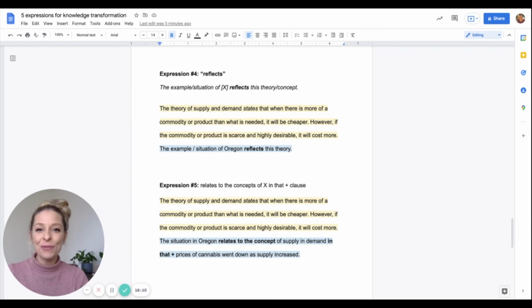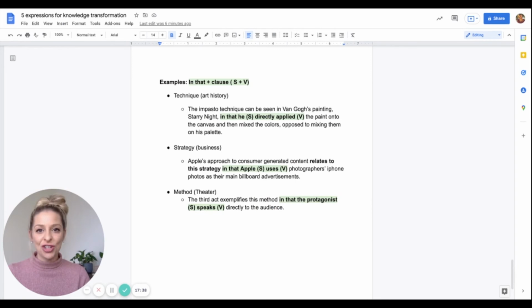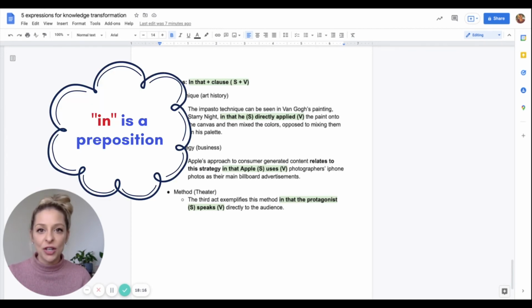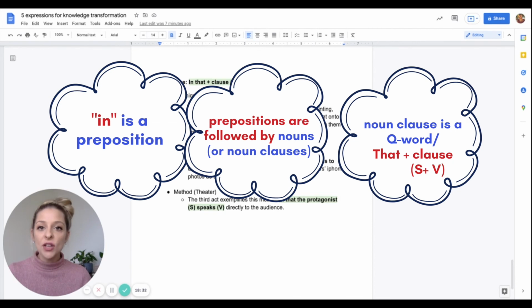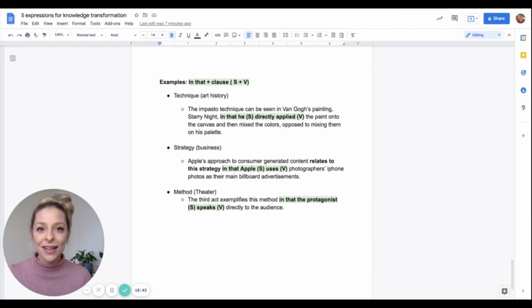Now, you might not be familiar with in that clauses, so I'm going to give you some more examples related to other subjects. So let's take a look. Okay, so the grammar construction of this expression is absolutely insane. So I'm going to try and break it down a little bit for you. The word in is a preposition. Prepositions are followed by nouns or noun clauses. And if you don't know what a noun clause is, you can click the link above. I have a whole video about them. But basically, a noun clause is a question word or the word that, followed by a subject and a verb. So let's take a look at some examples.